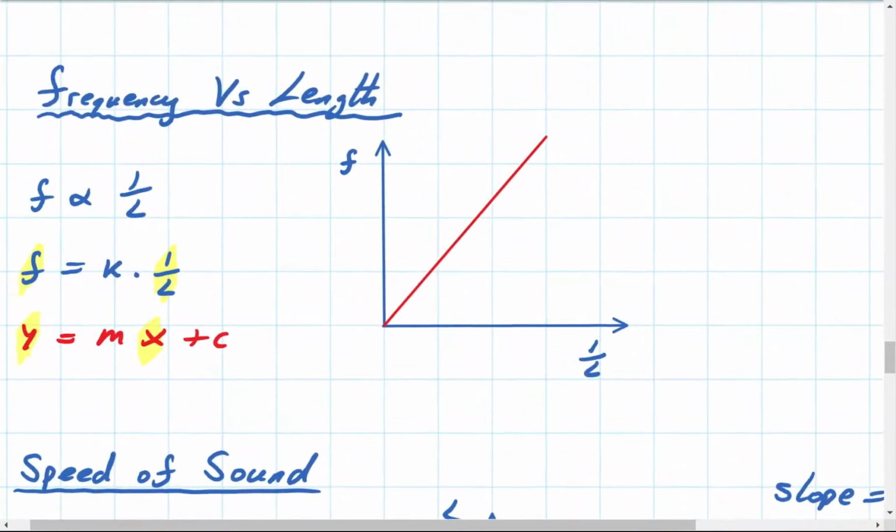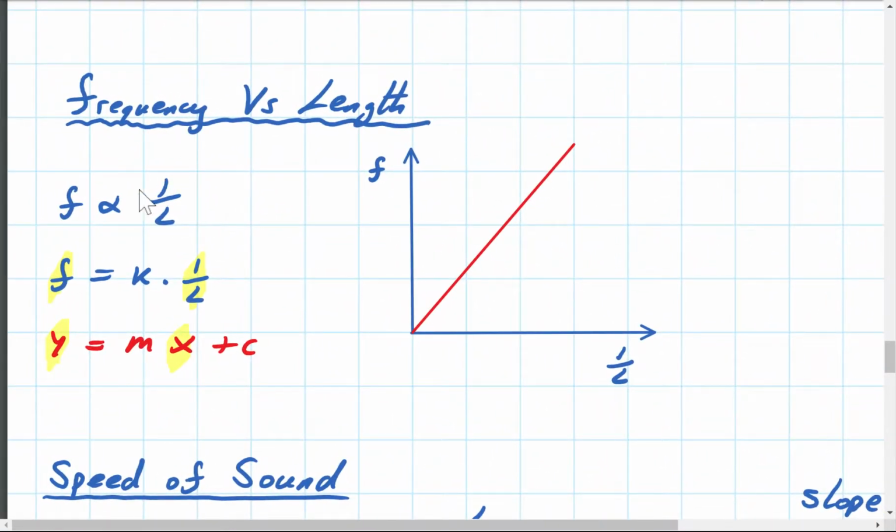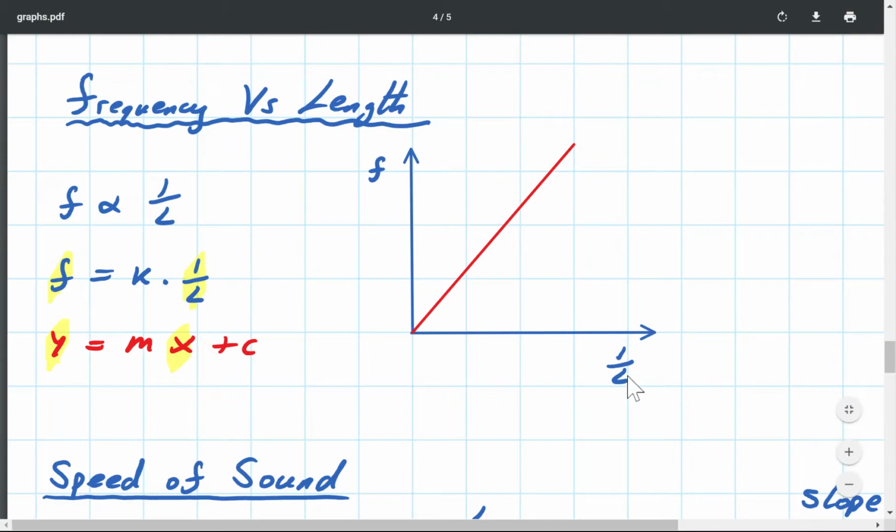So this is frequency versus length. Again, a similar idea. Frequency is proportional to 1 over length. And that means the same thing as saying the frequency equals a constant times 1 over length if they're proportional. And if you correspond to y equals mx plus c, because they're proportional, there's a 0 there, so it goes through the origin again. So c is 0, and you can see now that x corresponds to 1 over L and y corresponds to f. So there's x, 1 over L, and there's y, f.